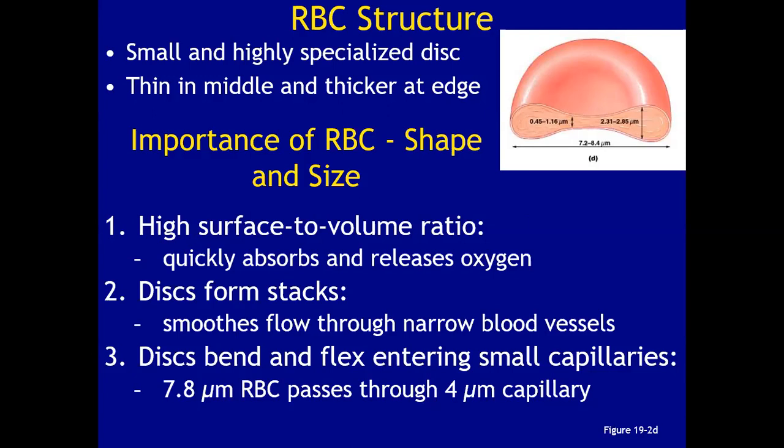They form kind of a poker chip, like a little disc, and we can stack these up and allow them to make their way through the narrow capillaries and then go through kind of single file order this way. And number three, it can bend. This shape allows for bending and flexing as they go through these small capillaries, so allowing them to pass readily and diffuse the maximum amount of oxygen possible.